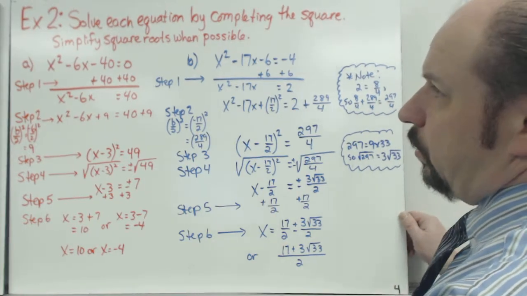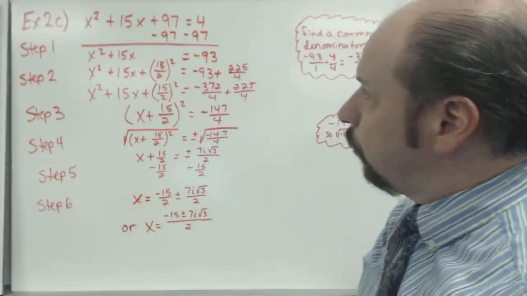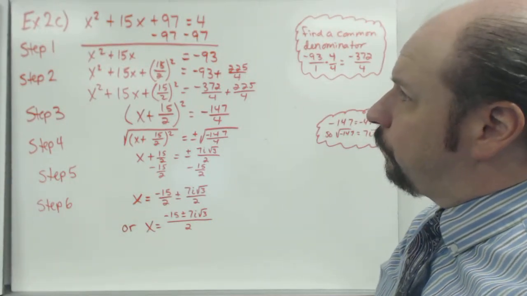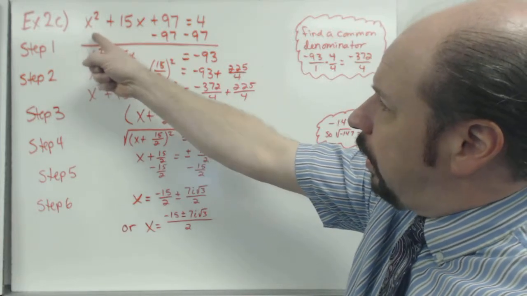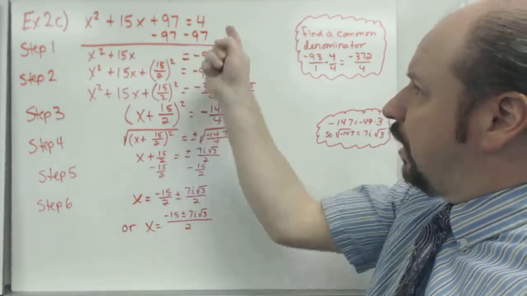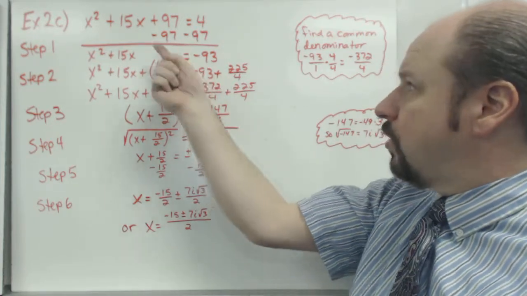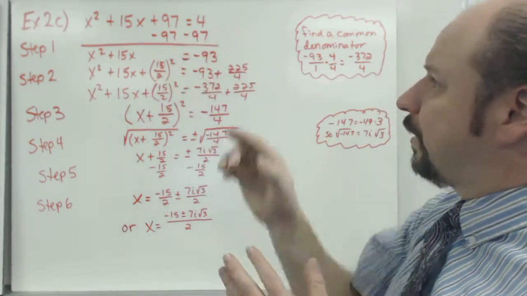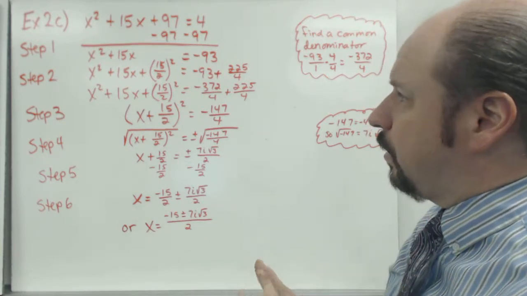Okay, so that is two examples here. Let's go on to a third example real quick of this particular type. We have x squared plus 15x plus 97 equals 4. So remember, first step, we want to move the constant over. So subtract 97, that gives us negative 93 on the right side.